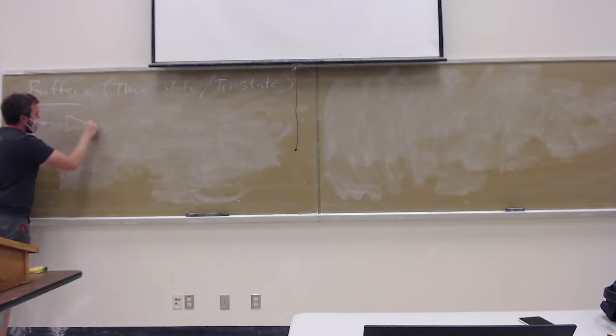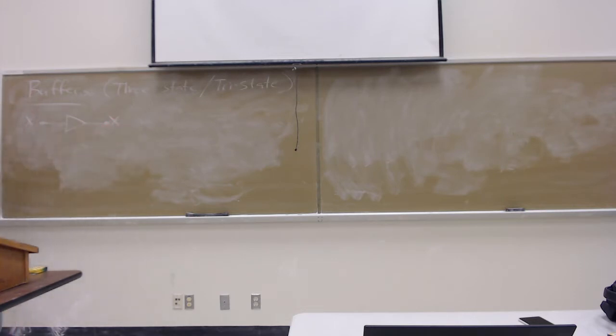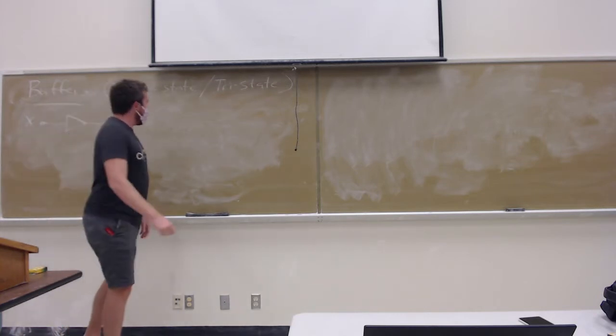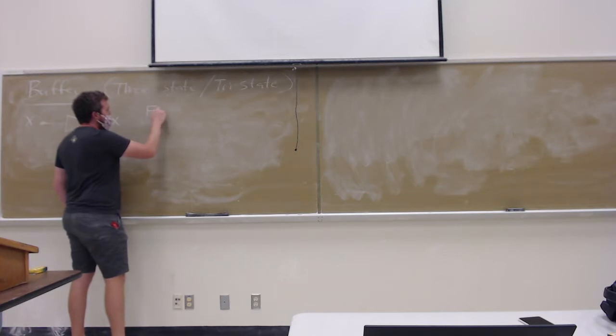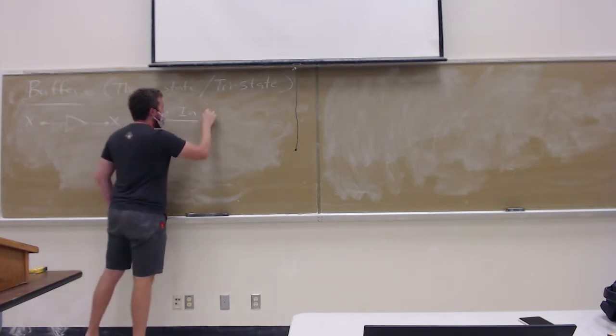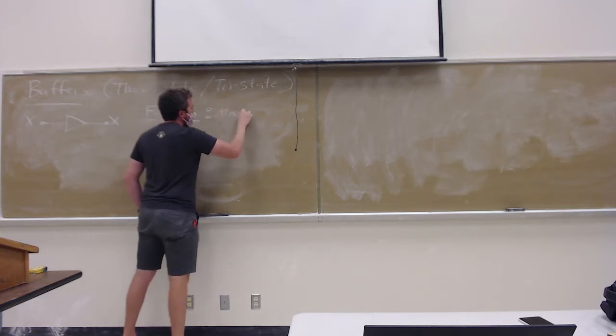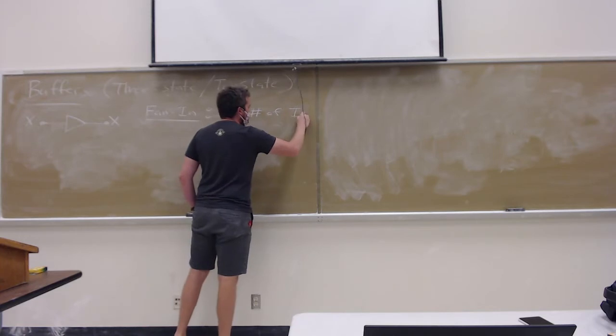A buffer is that logic gate that doesn't do anything. You give it X, you get out X out the other side. However, there are some useful ways to utilize that. A couple of weeks ago, we talked about this concept of fan in, which was the maximum number of inputs that a logic gate could have.